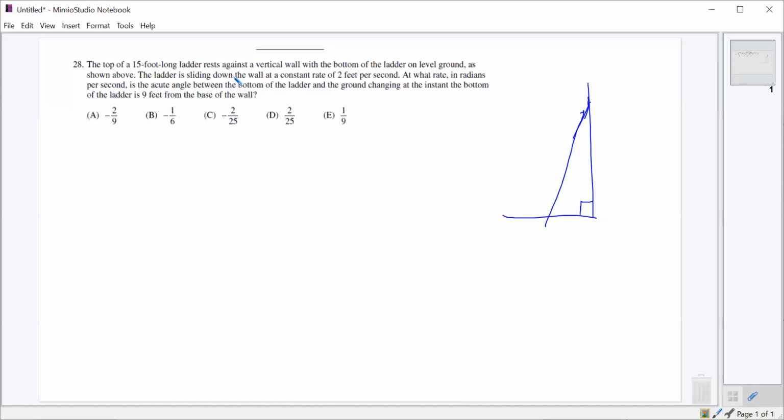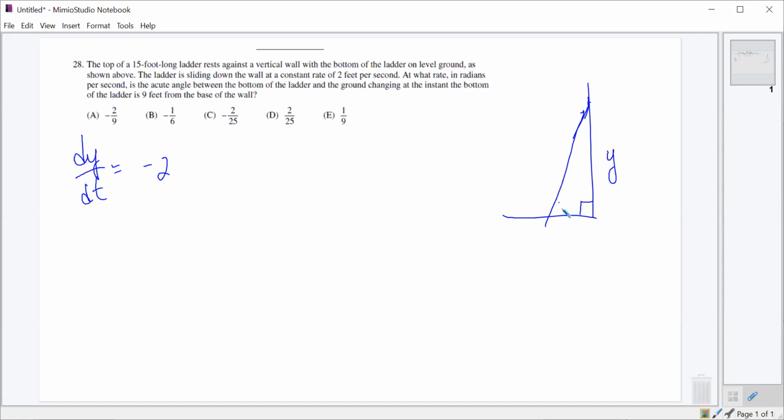So right off the bat, you should be clued in that this is probably going to be a related rate problem. The ladder is sliding down the wall at a rate of 2 feet per second. So first thing we want to do is label this distance as a variable, y, because that distance is changing, we know its rate of change. And then off to the side, we know that the rate of change of y ought to be -2. The reason it's negative is because it's sliding down the wall, and that means that the value of y is getting smaller.